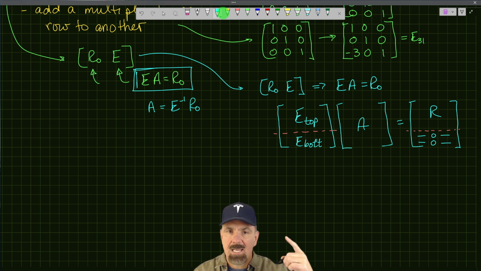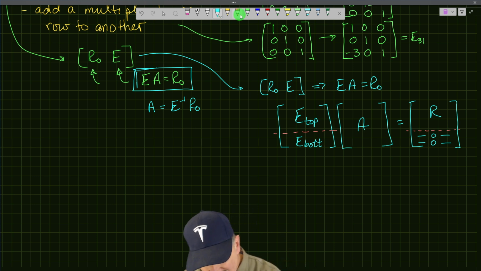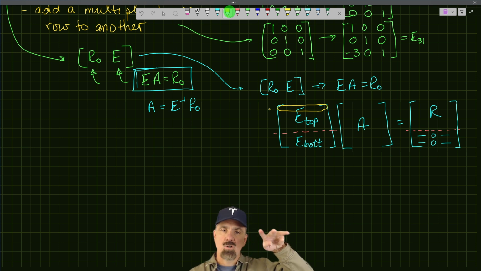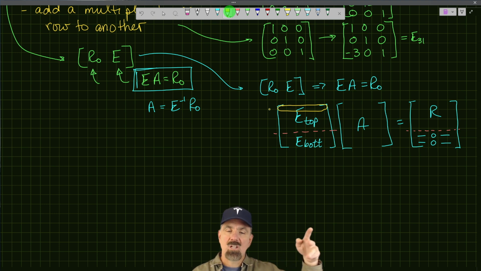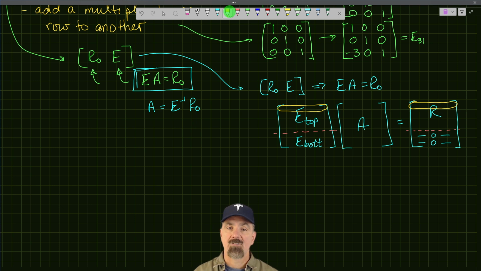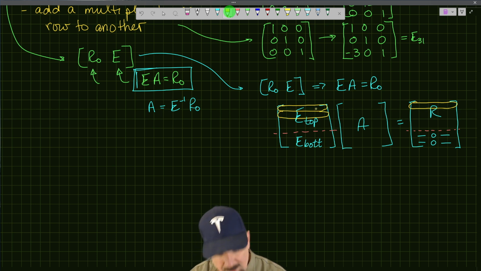Let's think about what's happening here. If I grab any one of these rows, so if I grab this row right here, what am I doing with that elimination row? I'm sweeping through A. I'm taking linear combinations of the rows of A, and I am creating the first row of the RREF. Similarly, when I come down here and grab the second row of the elimination matrix and sweep through the rows of A, I'm taking linear combinations of A such that I get the second row of the RREF.